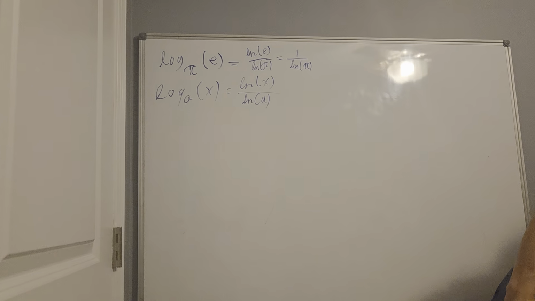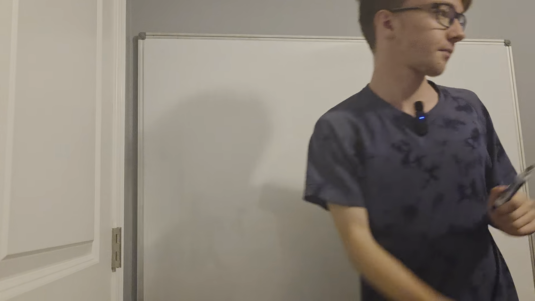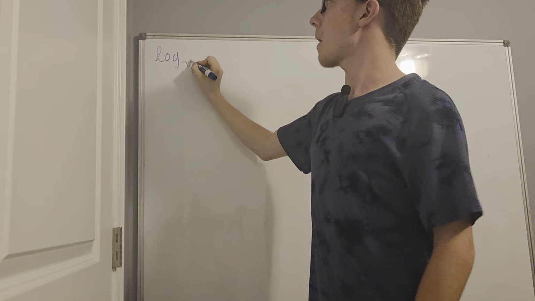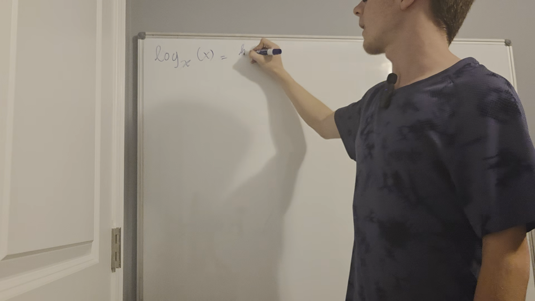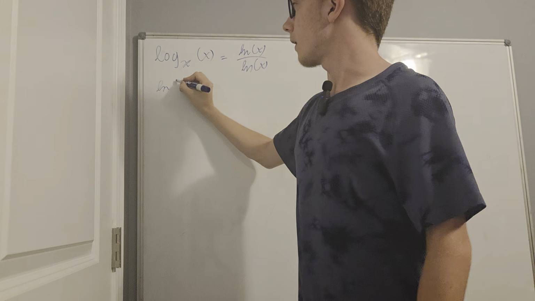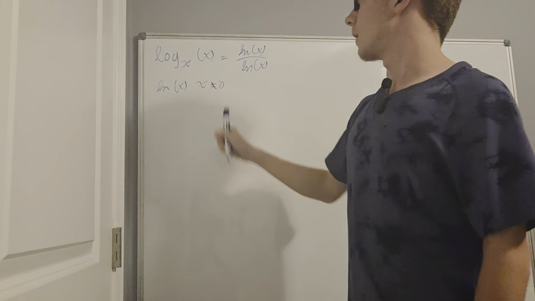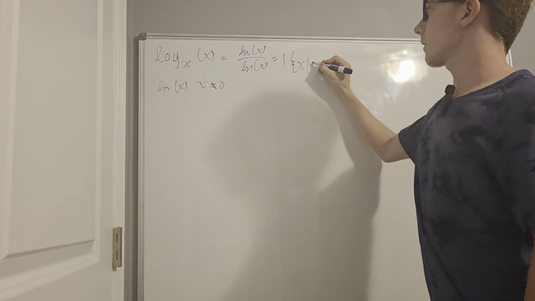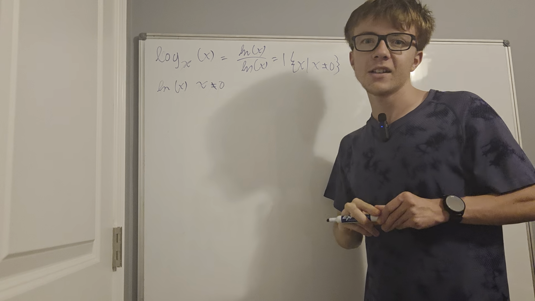Now, what do we do if the base is not a constant? Let's say we have log base x of x. I'm just going to write it out the same. The input is x, and the base is also x. Now, the natural log of x cannot equal 0. So really, this is actually just going to equal 1. However, x cannot equal 0. And we can just keep doing this.